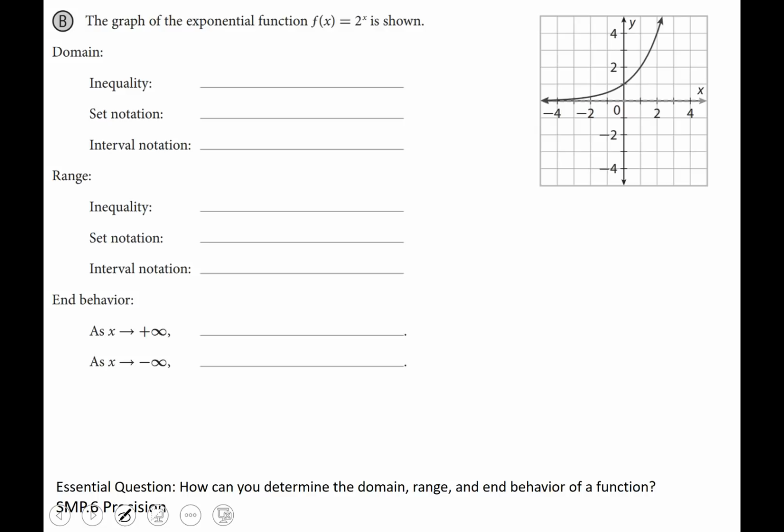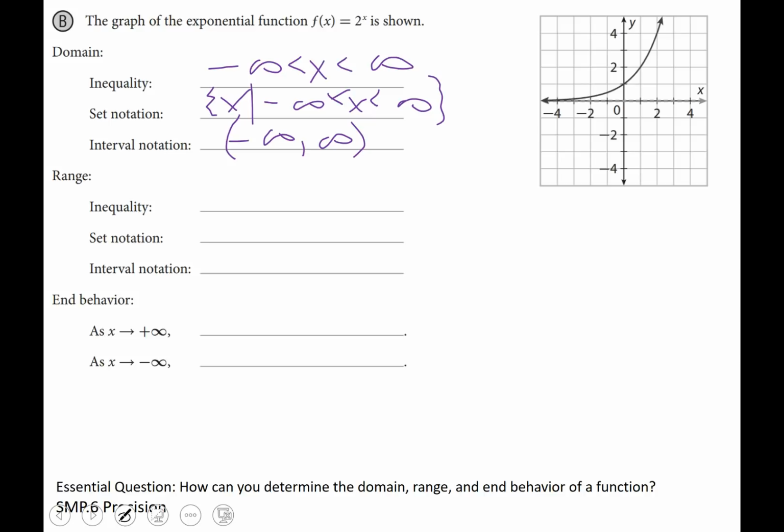So the inequality, first of all, it has arrows in both directions, which means it goes on forever and ever and ever in both x directions. So we would say negative infinity to infinity. Set notation, again, you have the curly bracket and the x bar and negative infinity to infinity in the curly bracket. Interval notation, it's infinity, so we use parentheses for open, so negative infinity to positive infinity.